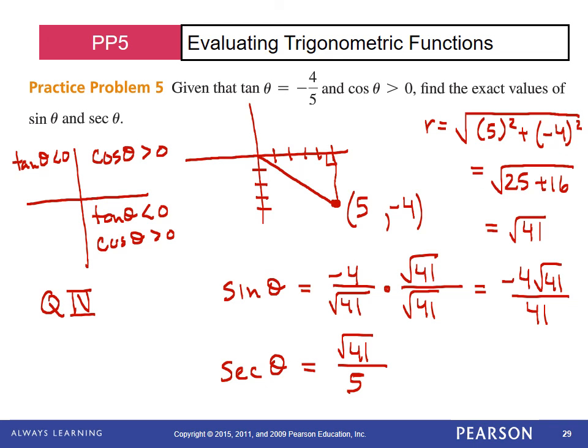Secant, by definition, is, let's see, the r value over the x value. So the r value is square root of 41 over the x value, which is a positive 5, and that one I can stop right then and there. So that's interesting. If I know the signs, or at least I know which quadrant I'm in, if I know the value of one trig function, I can pretty much find all the rest of them.